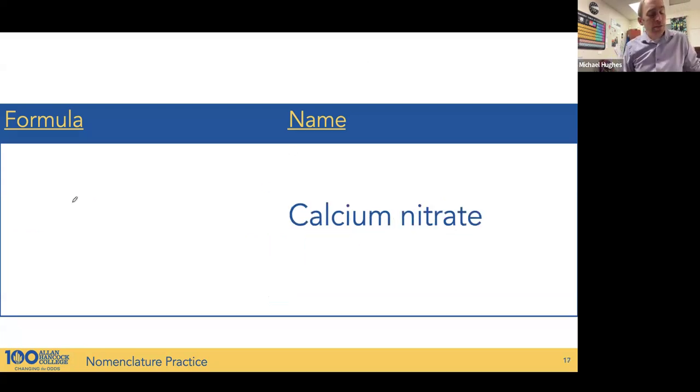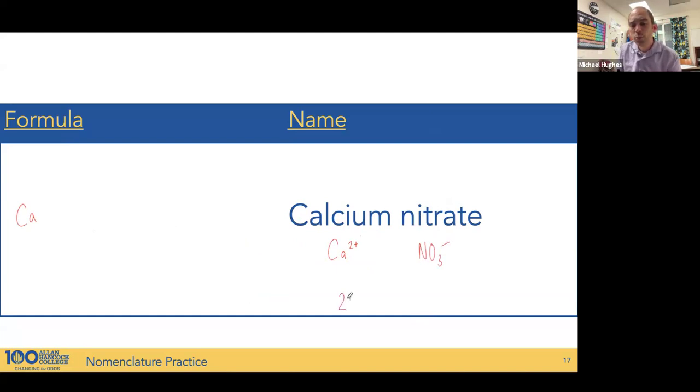Calcium nitrate. Is there a metal? Yeah, there's a metal. Of course, it's calcium. Do we know its charge? It's always 2 plus. Alkaline earth metals. Nitrate, non-ide, it's an ate. Ates and ites, those are oxoanions, and nitrate is NO3, 1 minus.